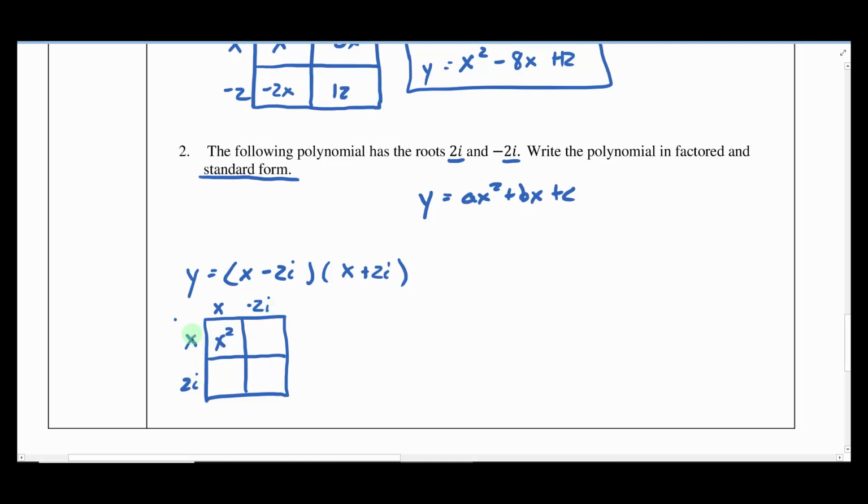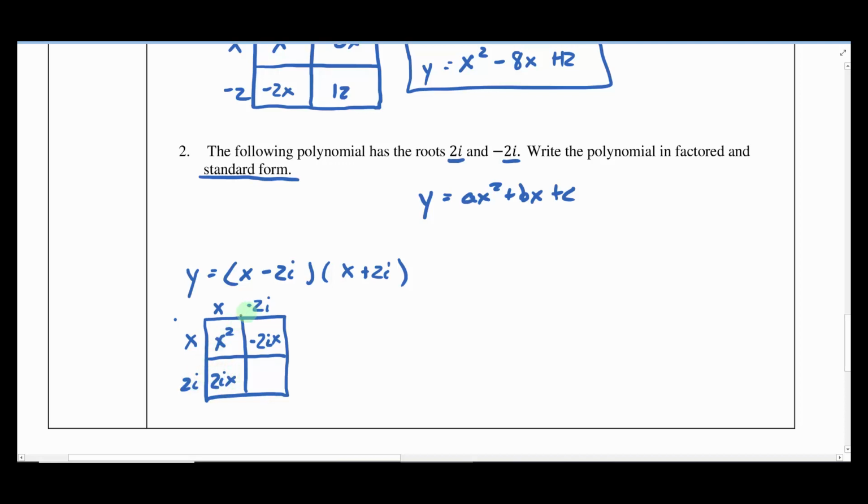All right, so when I do x times negative 2i, this is a little bit new. And we just multiply it all out. We'll have negative 2ix. Okay, you could do 2xi if you want. It doesn't matter what order it's in. It's just you're multiplying those three things. We're going to do the same thing down here. We've got x times 2i, so this is going to be 2ix, just a positive version of it.